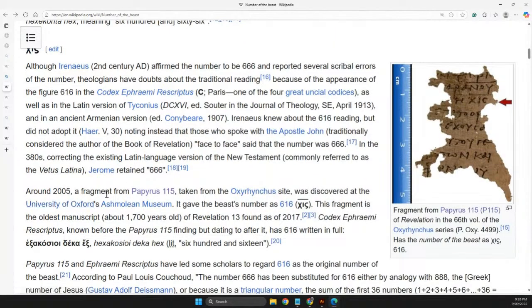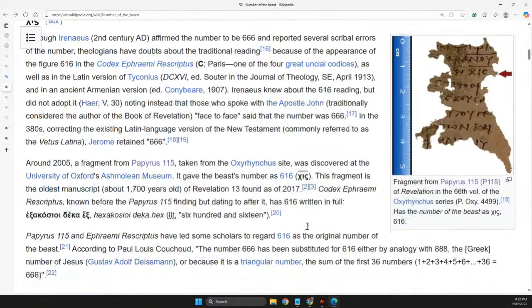So around 2005, a fragment from Papyri 151 was taken from the Oxyrhynchus site. It was discovered at the University of Oxford's Ashmolean Museum. It gave the number 616. This fragment is the oldest manuscript, about 1,700 years old, of Revelation 13, found as of 2017. Codex Ephraemi Rescriptus, known before the Papyri 151 finding, but dating to after it, has 616 written in full. Okay, so it has the full letters in Ephraemi Rescriptus there.